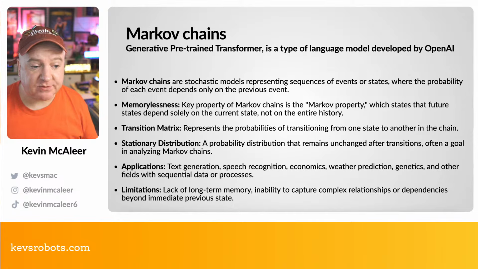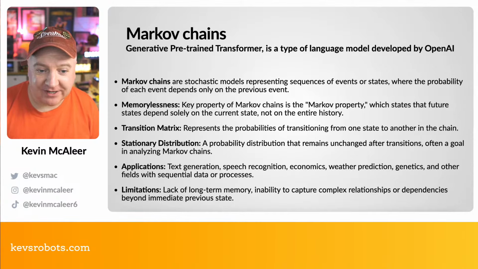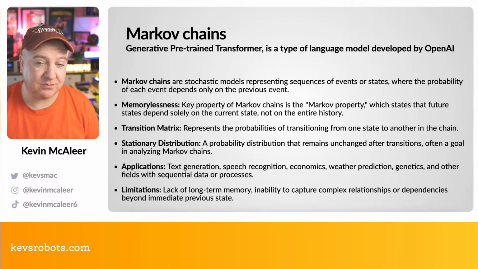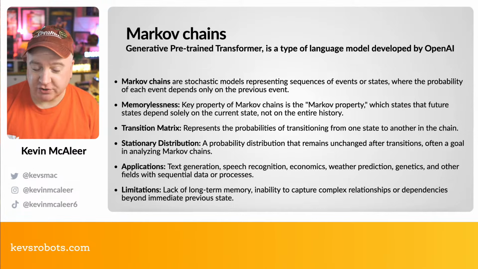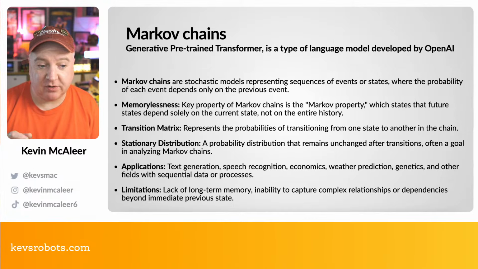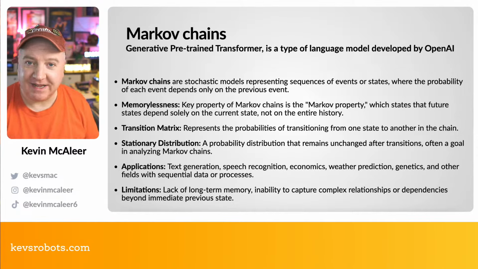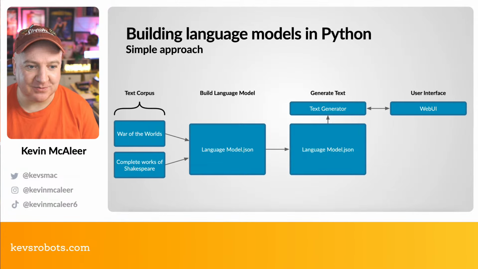And applications of this, we can do text generation, which is what we're going to do. We can do speech recognition. We can do economic prediction, weather prediction, genetics, and other fields of sequential data where we want to try and guess what the outcome will be of the next in sequence. So limitations of this approach is the lack of long-term memory, the inability to capture complex relationships or dependencies beyond the immediate and previous state. So we're going to use them today because they're very simple to understand conceptually and implement as well.